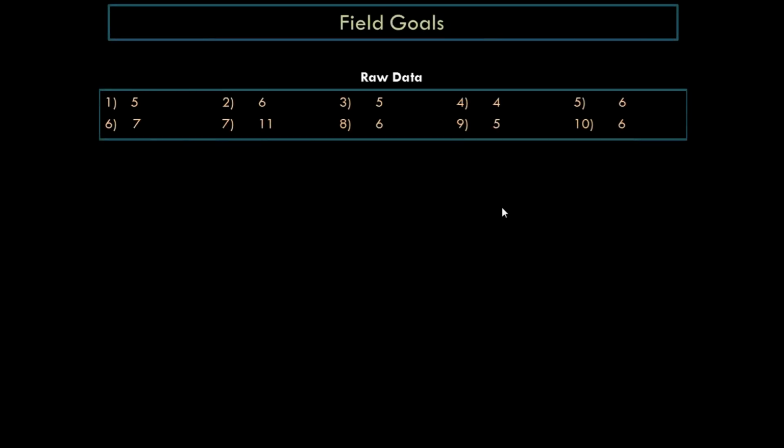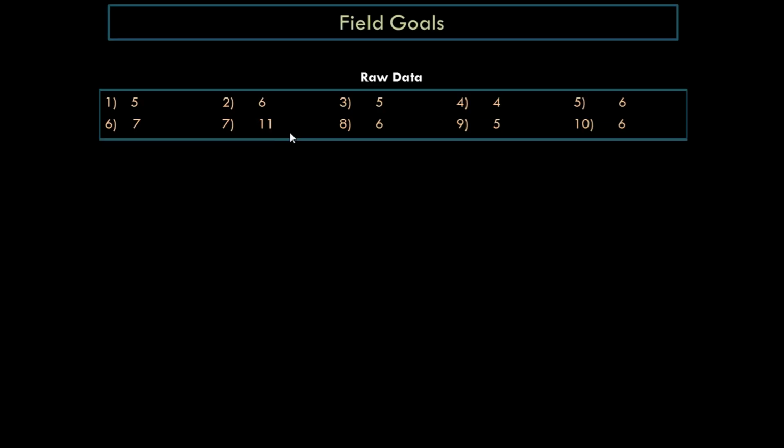Here's an example to illustrate the quantitative measures of location used in statistics: the mean, median, and mode. Suppose we have the field goals scored by a basketball player in his first 10 games. In game 1, he scored 5 field goals. Game 2, 6. 5, 4. Game 7 is the highest, 11 field goals. And so on.